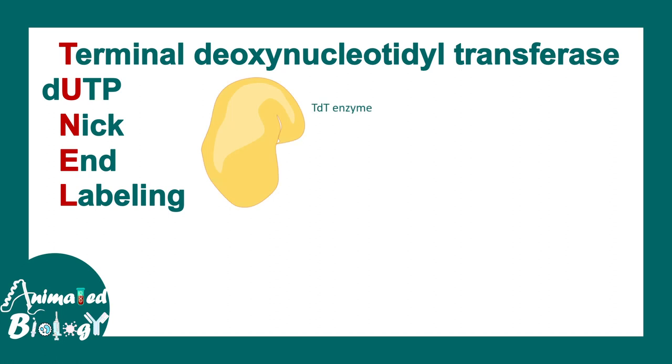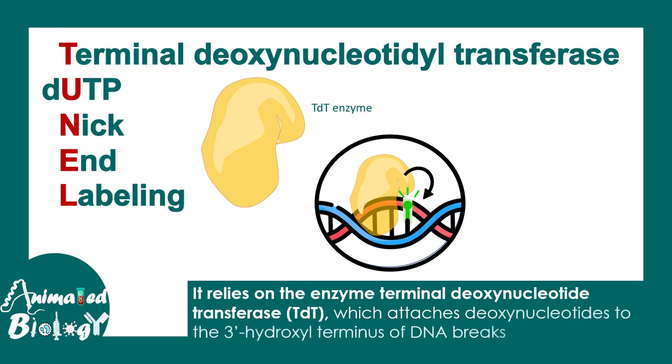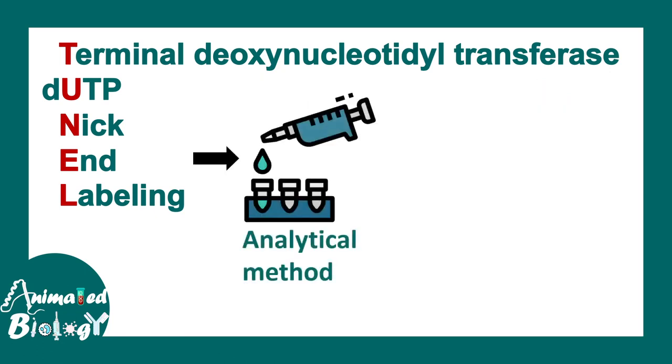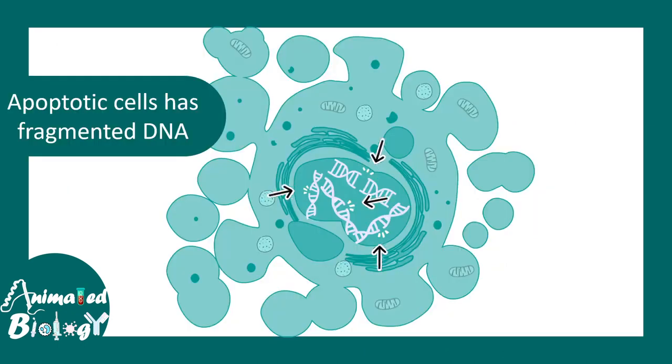It utilizes the TdT enzyme, or terminal deoxynucleotidyl transferase enzyme, which can incorporate a labeled nucleotide in a space of DNA damage, or wherever there is a DNA break. And generally, these kinds of DNA breaks are found in apoptotic cells. So simply, this analytical method utilizes the principle of DNA breaks, which generally occur in the late phase of apoptosis. If a cell is undergoing apoptosis, there would be double-stranded as well as single-stranded DNA breaks.